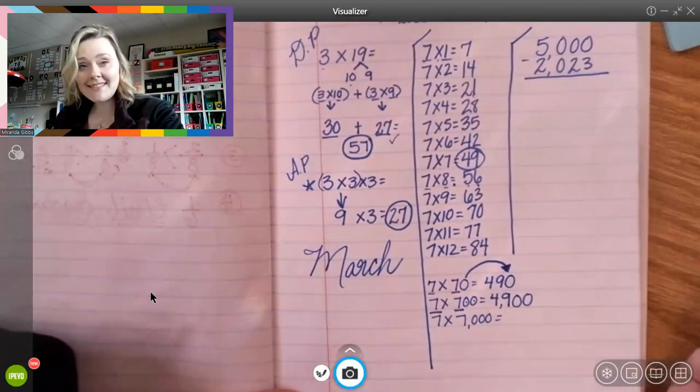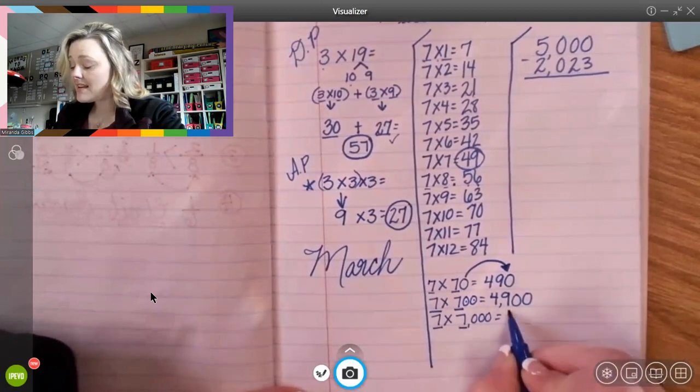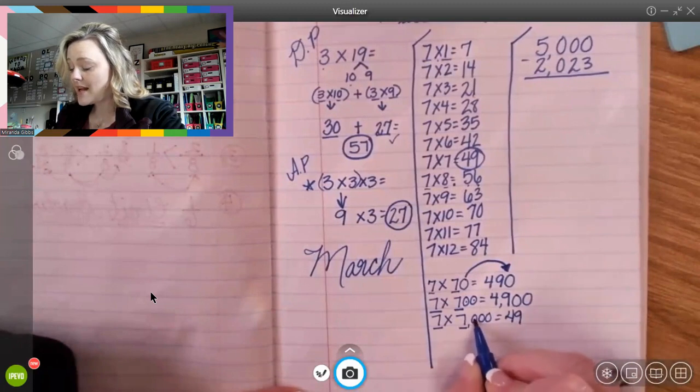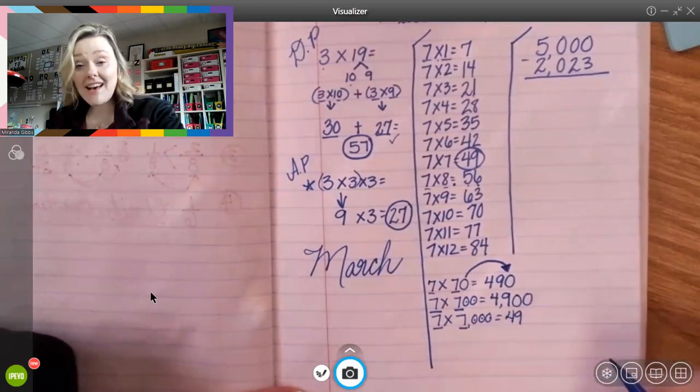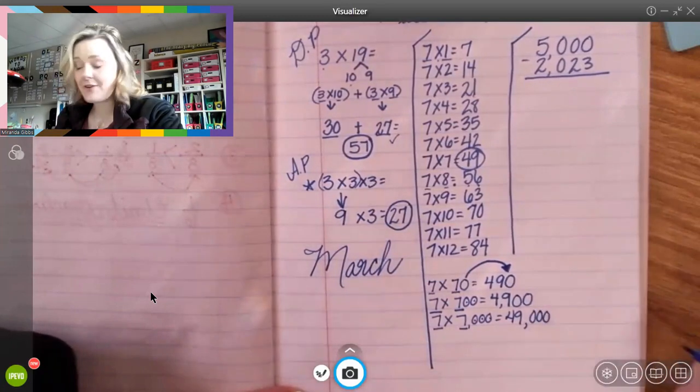Try the last one. Okay. 7 times 7 again is 49. And we add in 1, 2, 3 zeros because we are multiplying 7 times 7,000. So put a comma and then 3 zeros.